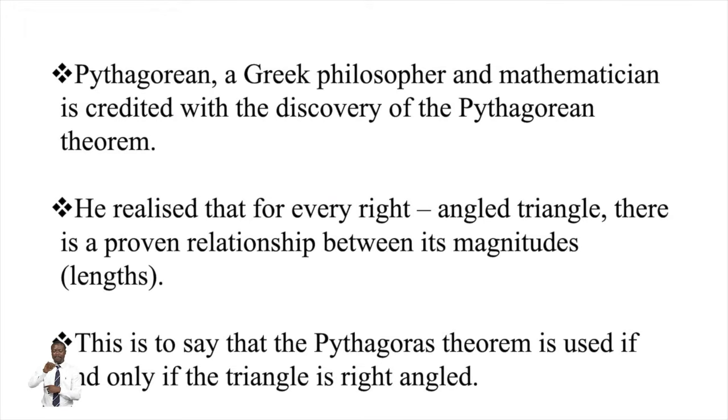Pythagoras, a Greek philosopher and mathematician, is credited with the discovery of the Pythagorean Theorem. He realized that for every right-angled triangle, there is a proven relationship between its magnitudes. When I say magnitude, I mean the distance or the length around the right-angled triangle. This is to say that the Pythagorean theorem is used if and only if the triangle is right-angled.